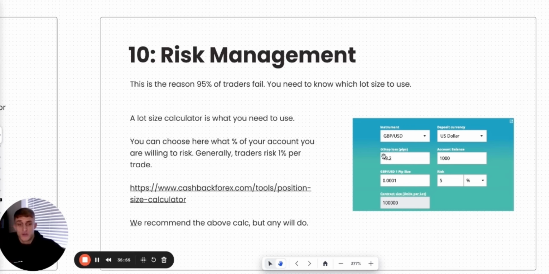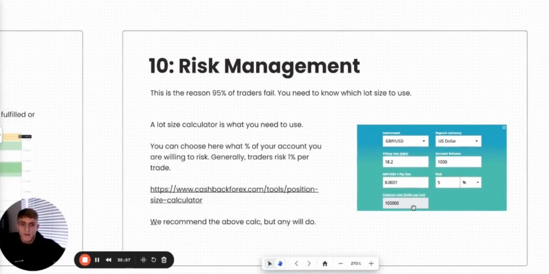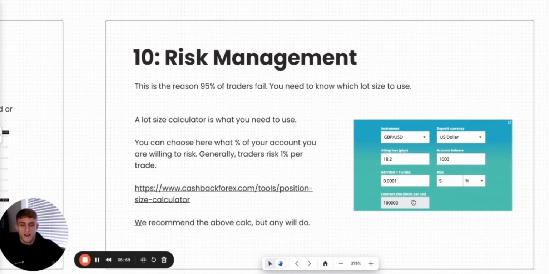Your stop loss you can find on TradingView. Contract size, well, it'll auto-fill it normally. You can find that on MetaTrader 4 if you go in the details section of any currency pair. And this basically tells you what your lot size should be based on your stop loss. So let's say you had a $1,000 account, you want to risk 5%. You put in your stop loss, and that means that if you hit your stop loss, you'll lose $50.